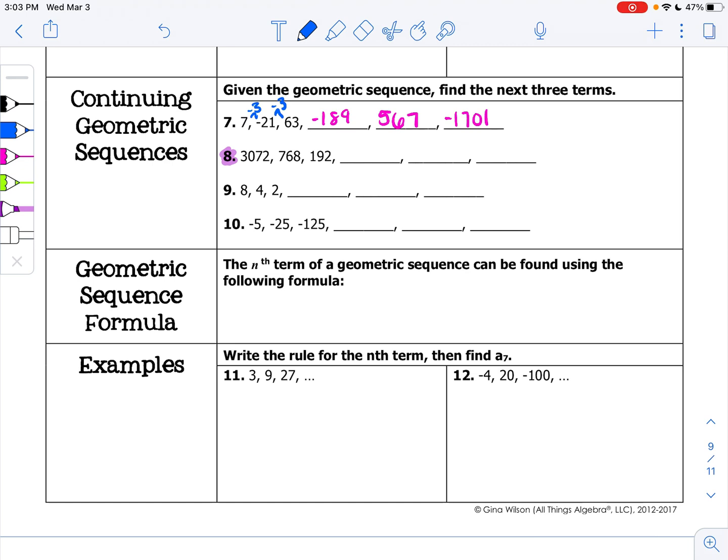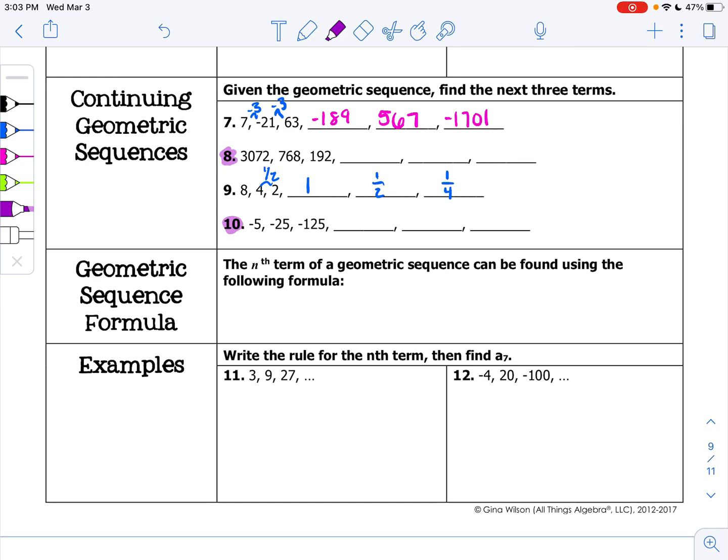So again, we want to find the common ratio. So starting with 2 divided by its previous number of 4, that gives me a half. So my common ratio is a half. So to move forward with our sequence, we want to multiply each term by a half. So 2 times a half is 1. 1 times a half is 1/2. And 1/2 times a half is 1/4. Go ahead and highlight number 10.